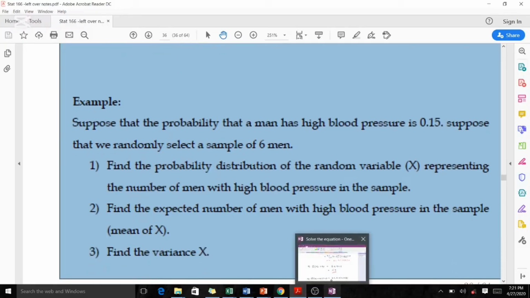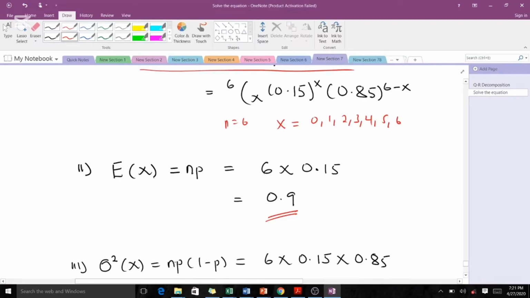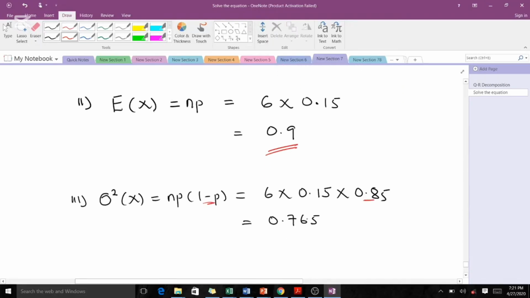So let's look at another question. Find the variance. The variance is given by n times p multiplying 1 minus p, which is: our n is 6, then p is 0.15, then q is 0.85. So our answer will be 0.765. This happens to be the variance.